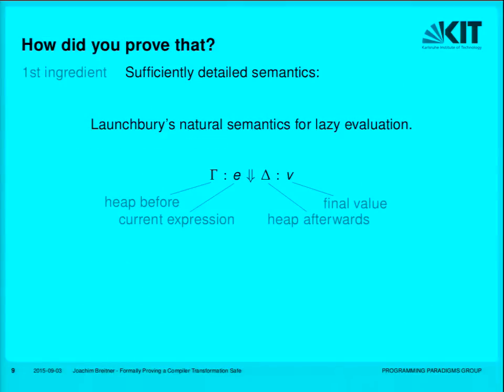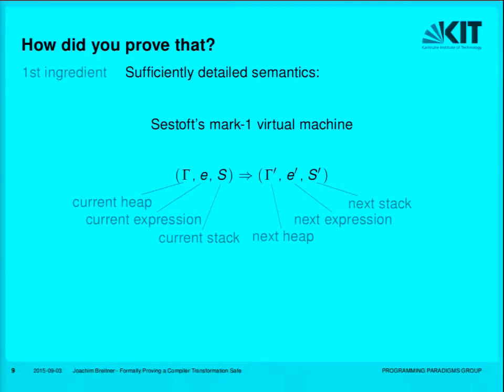So how did I go about this? The first ingredient for the proof is you need to have a semantics that's precise enough to capture allocations. So the usual denotational standard semantics don't work. Launchbury's natural semantics for lazy evaluation is a natural choice here because you have explicit heaps in the judgments, and you can just look at the size of the heap, and that's the number you want. It turned out during the proof that I'd rather prefer to work with a small step semantics, so I reached out to Sestoft's Mark I abstract machine, which is in a sense just the small step variant of Launchbury. So they are equivalent, and it works well together.